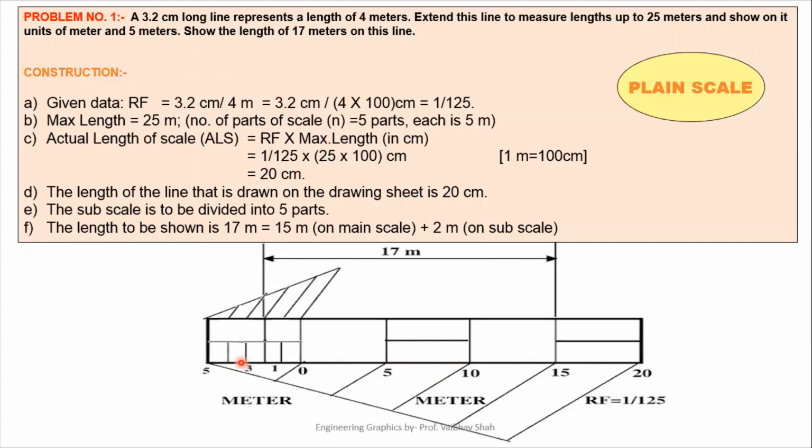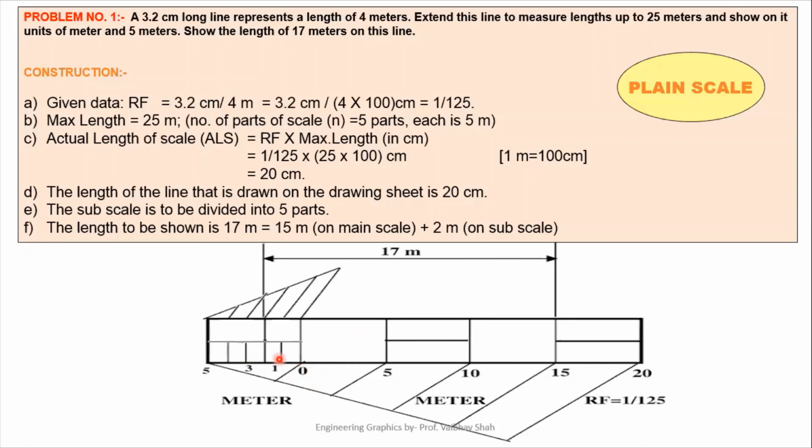So in total we have 25, but we are omitting this first division. We are starting this 0 from the end of this first division. So that means this represents another 5 units. If we measure the complete length, it would be 25, but since we are omitting this first division, we'll have this last division as 20. So now this is your 5 meters.